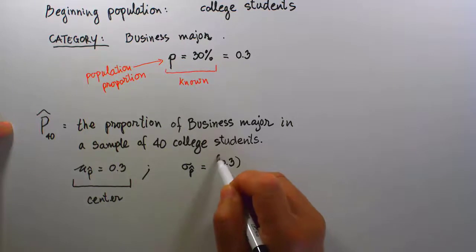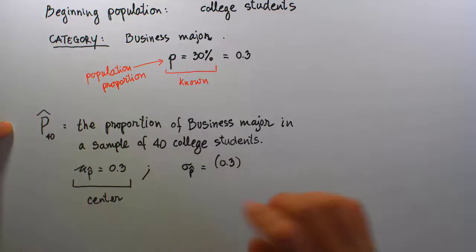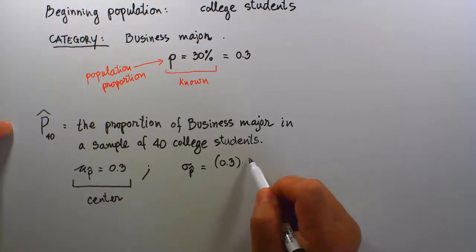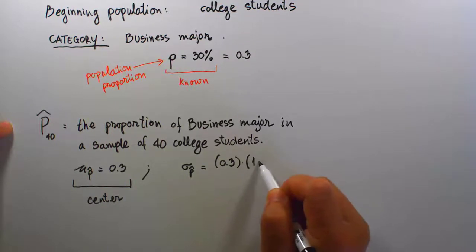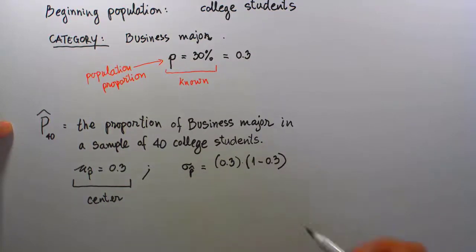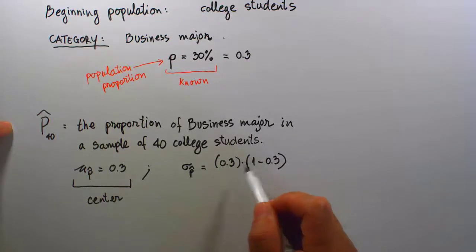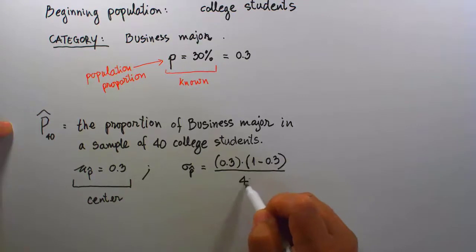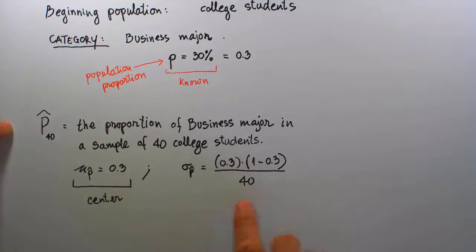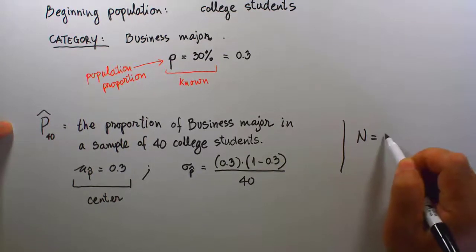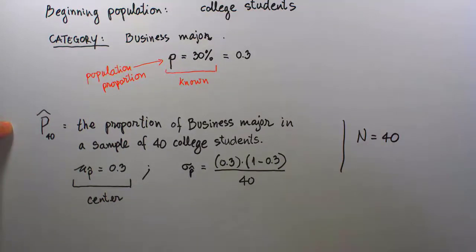All we have to do is, from that known population proportion, 0.3, multiply by the quantity 1 minus 0.3. This product is to be divided by 40, our sample size. I need to note again that our sample size in any of these samples is 40.